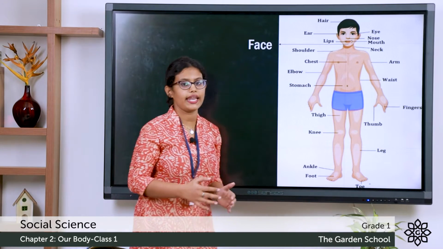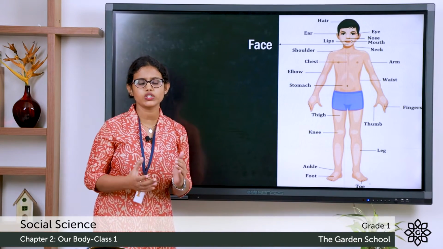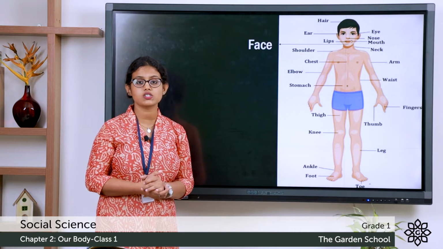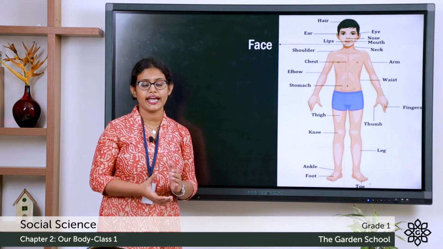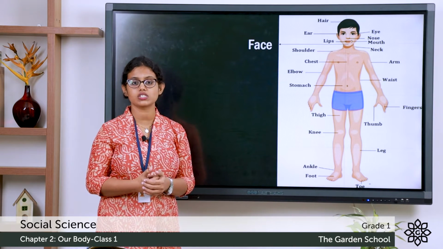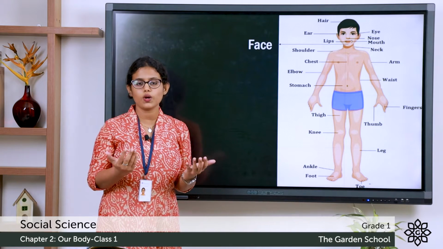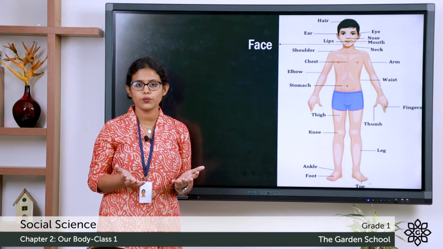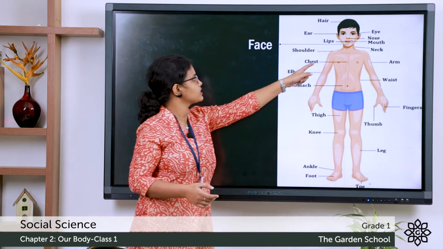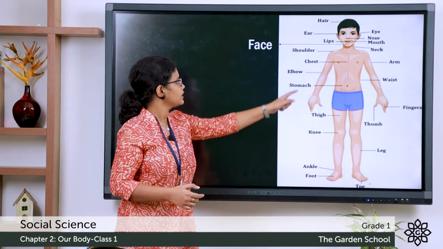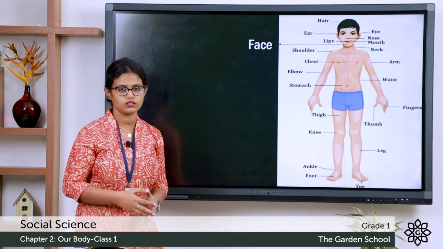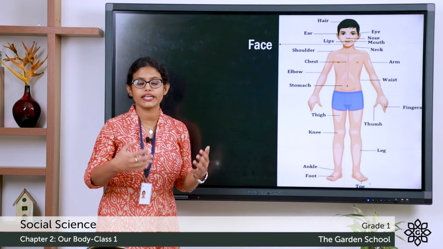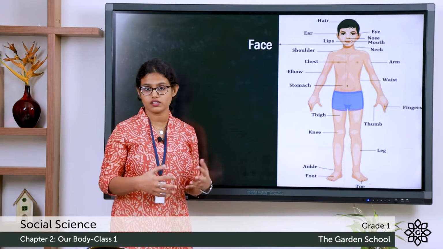Here you can see the neck. So can you say which part of the body helps us to turn our head? Neck. Neck helps us to turn our head from one side to another. So we turn our head with the help of neck. And this is your neck. Then here is your shoulder. So when we go to school, we carry our bags on our shoulders.